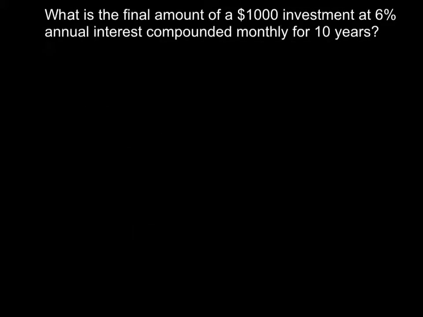Another example of an exponential function would be dealing with investments. So what is the final amount of a $1,000 investment at 6% annual interest compounded monthly for 10 years? So as soon as we're talking about investments, we want to change our formula. So this is the amount equals the principal amount times 1 plus the interest rate divided by the compounding periods, and then raised to the n times t.